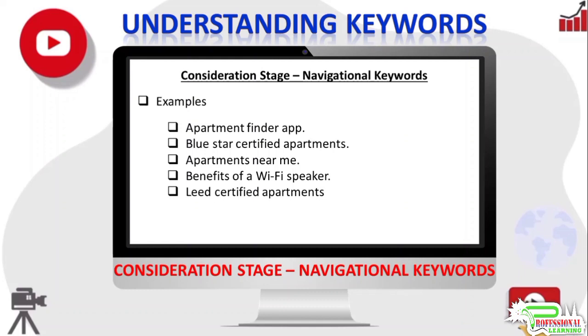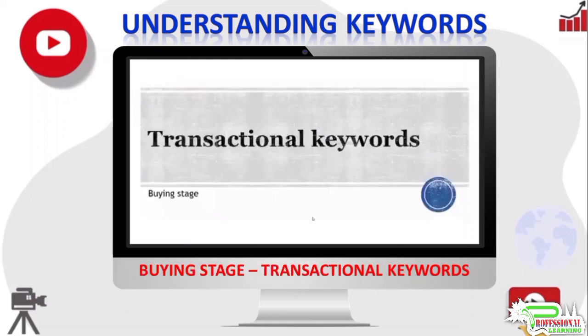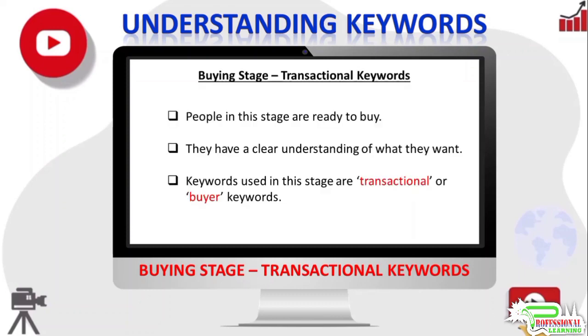So, moving on to the next stage, which is called transactional keywords. People in this stage of the cycle are ready to buy. They now have a clear idea of what they want. They have done most of the research by now and have formed opinions about several products or services that might solve the problem. Keywords used in this stage are termed transactional or buyer keywords.